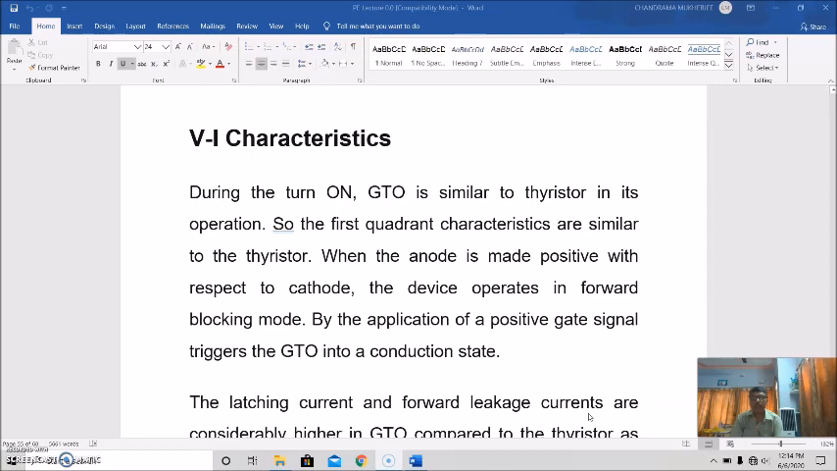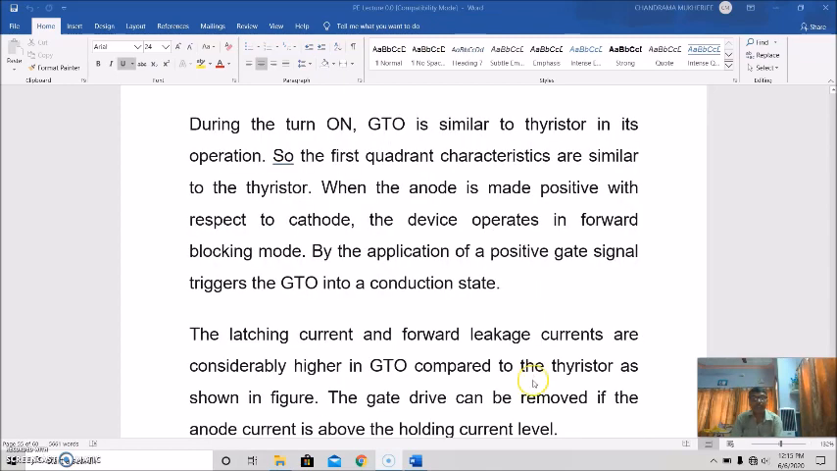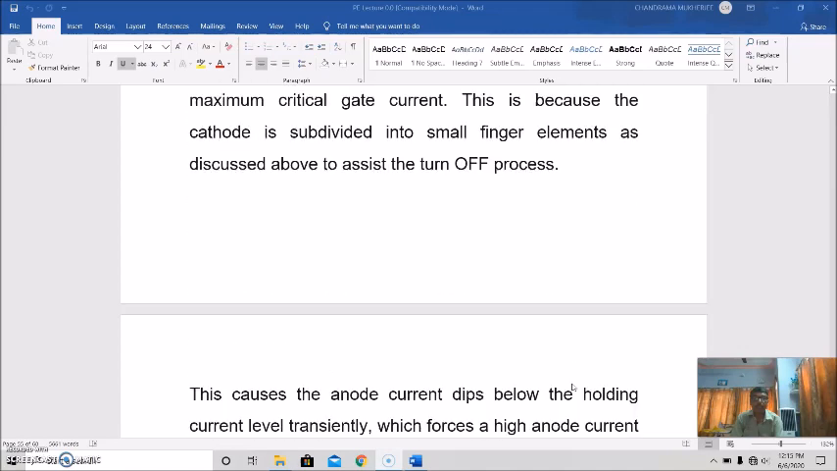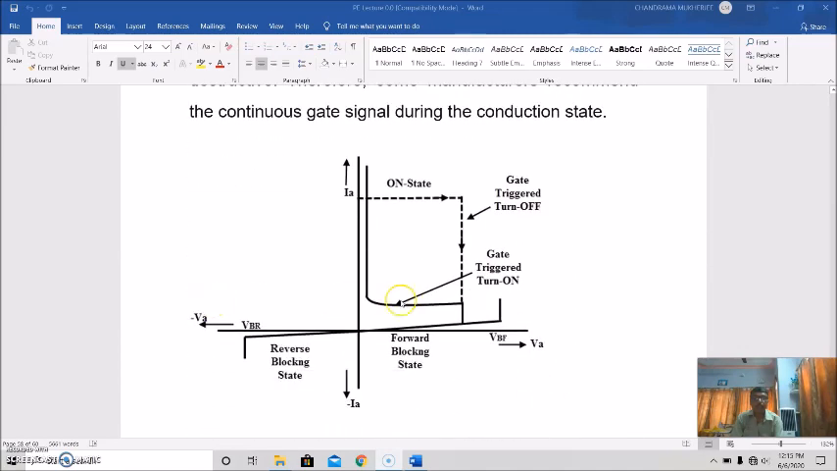Now, this will explain the VI characteristics. During turn-on, the GTO is similar to a thyristor in its operation, as I told you. So the first quadrant characteristics are similar to the thyristor. When the anode is made positive with respect to the cathode, the device operates in forward blocking mode. The application of a positive gate signal triggers the GTO into a conduction state. The latching current and forward leakage currents are considerably higher in a GTO compared to a thyristor, and that is shown here in this figure.